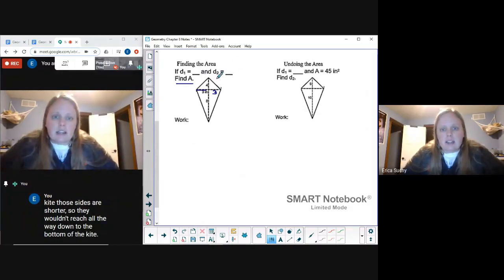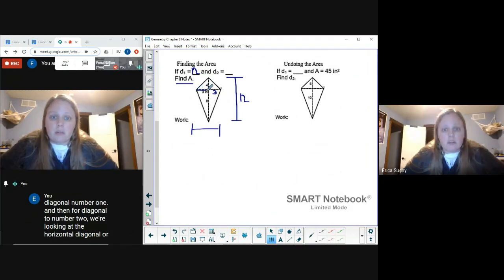So looking at diagonal 1 versus diagonal 2, again, it doesn't matter which one is which. I'm going to call the height, the vertical one, diagonal number 1, and that would be 4 plus 8. So this would be a total length of 12 for diagonal number 1. And then for diagonal number 2, we're looking at the horizontal diagonal, or the width, or the base, I guess you could look at it. That would be 3 plus 3, so that would be a total length of 6.